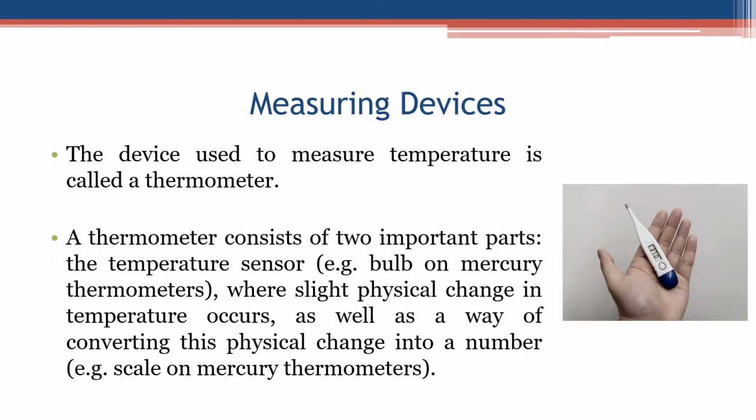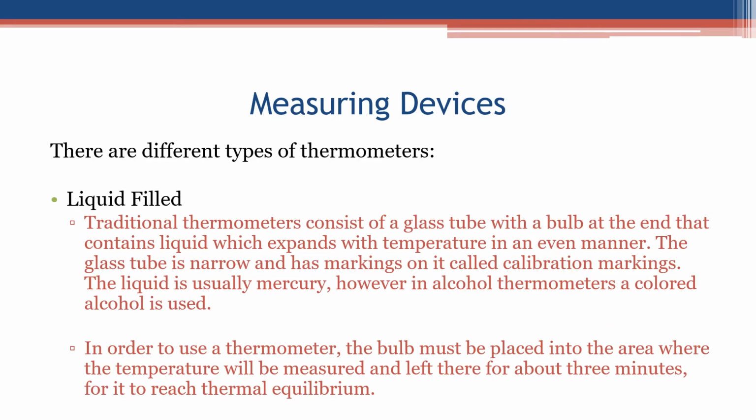Measuring devices. The device used to measure temperature is called a thermometer. A thermometer consists of two important parts: the temperature sensor, for example the bulb on mercury thermometers, where a slight physical change in temperature occurs, as well as a way of converting this physical change into a number, for example the scale on mercury thermometers. There are different types of thermometers.